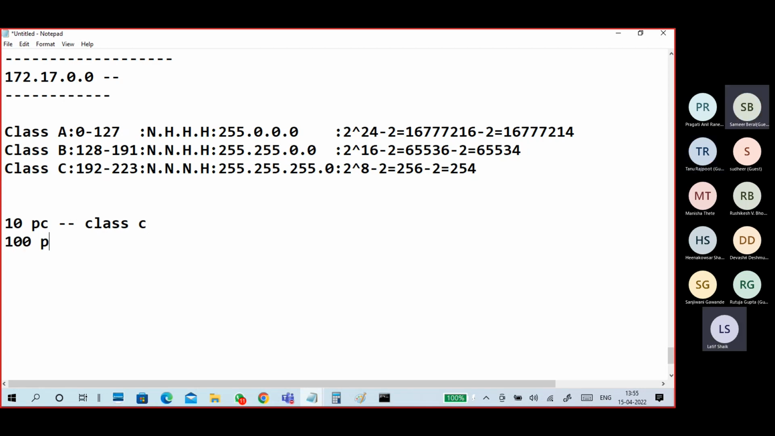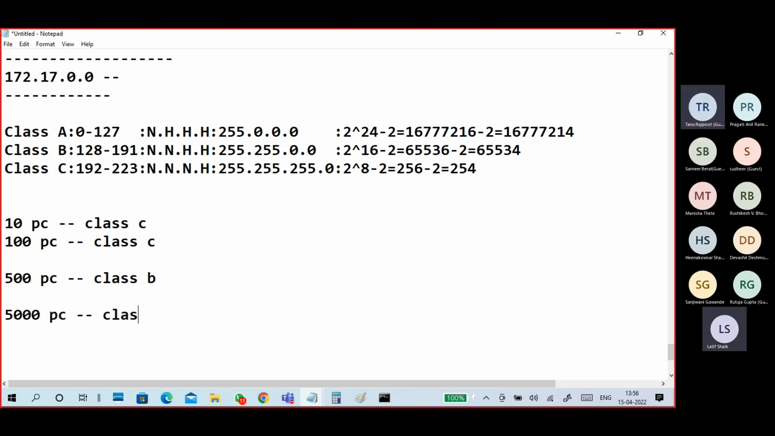I have 100 computers. Class C only. Now I have 500 computers. Class B. Very good, class B. Why? Because class C range is up to 254, but class B range is more than it, 65,500. I have 5,000 PCs. Class B only. I have computers more than 65,000, for example 70,000 computers. Then class A.